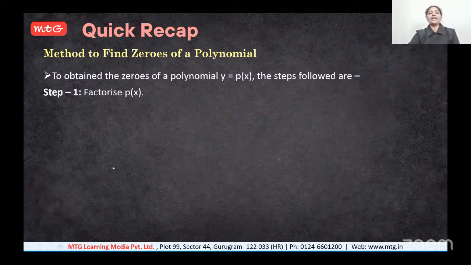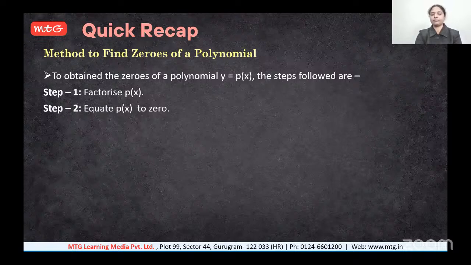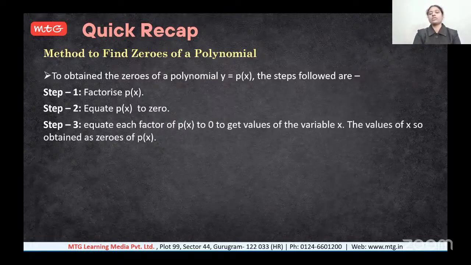What is it? Equate the polynomial to 0 and factorize it. You know how to factorize a quadratic polynomial. You know how to factorize a cubic polynomial. In class 9, you will be learning finding the factors of a quadratic polynomial and a cubic polynomial. So once you factorize it, equate each of the factors to 0. So all of those will give you different values.